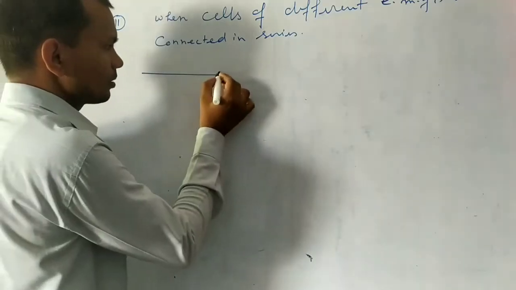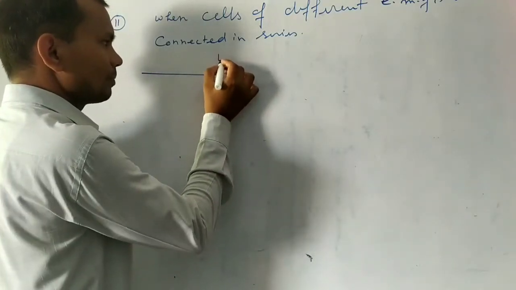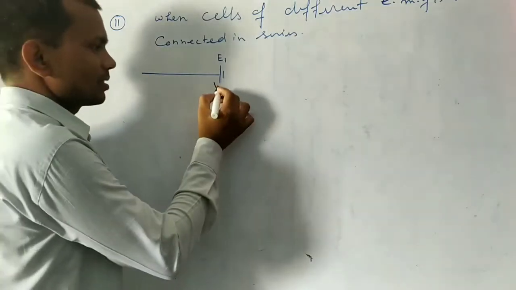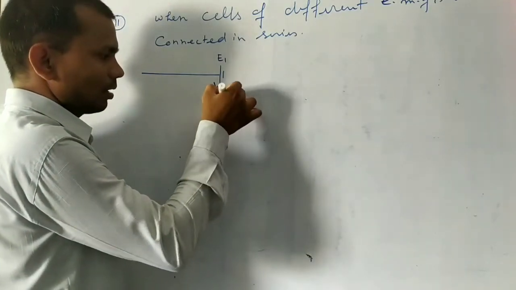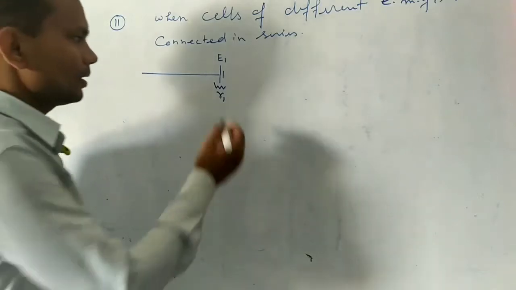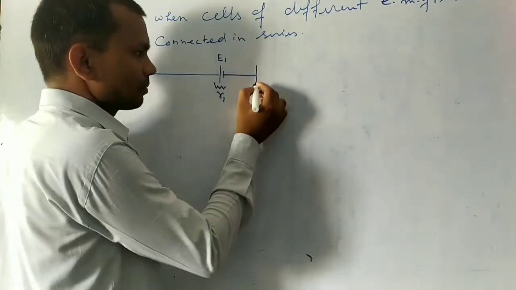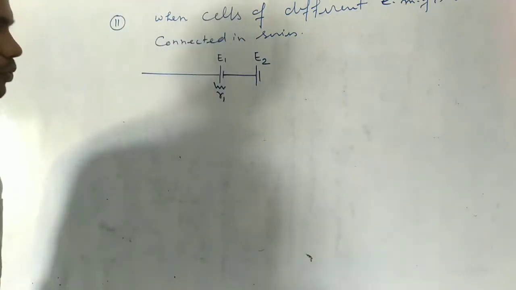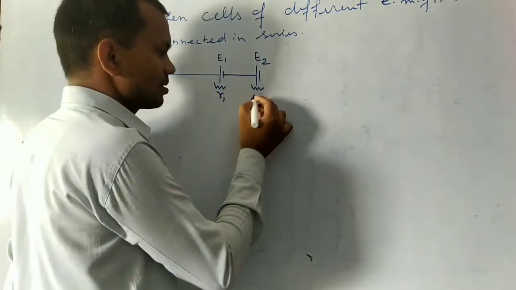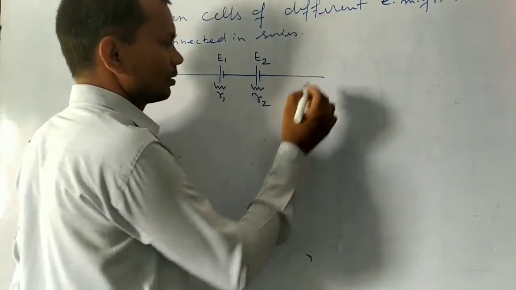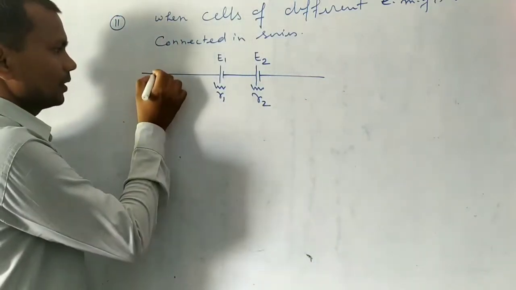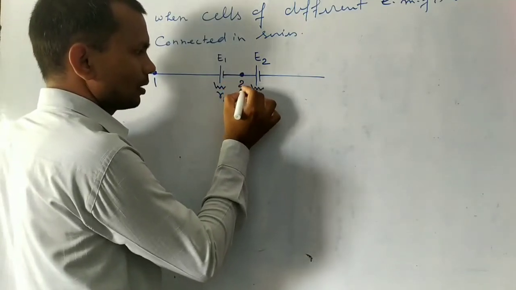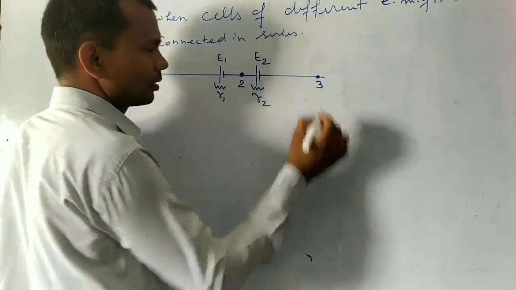Suppose this is one cell, the EMF of this cell we say is E1, and its internal resistance is R1. Another cell is connected with this one, with EMF E2 and internal resistance R2. Suppose here is point 1, here is point 2, and then this is point 3.